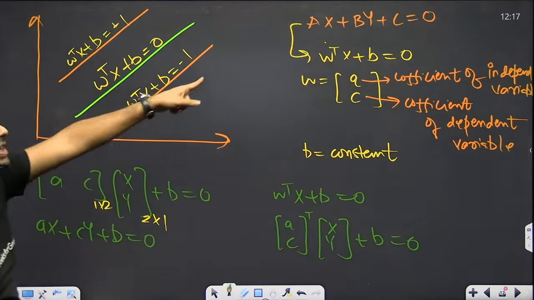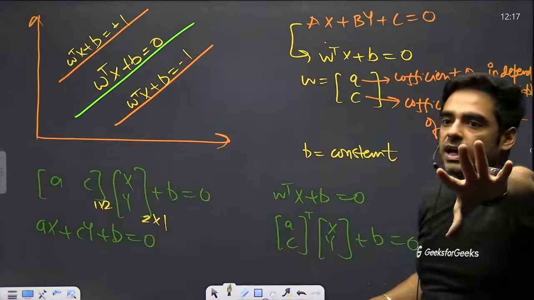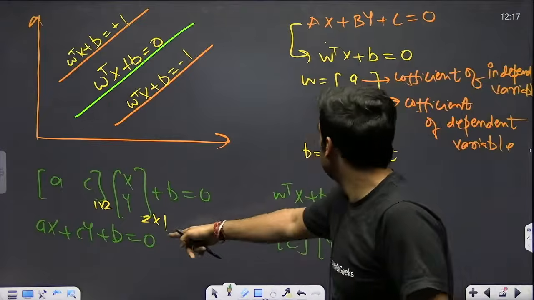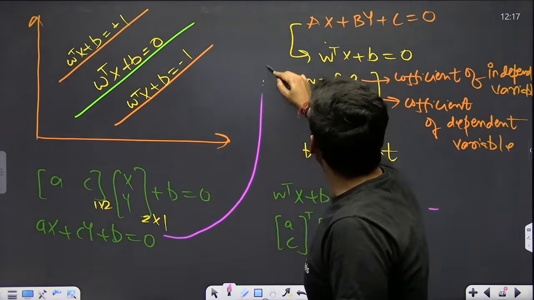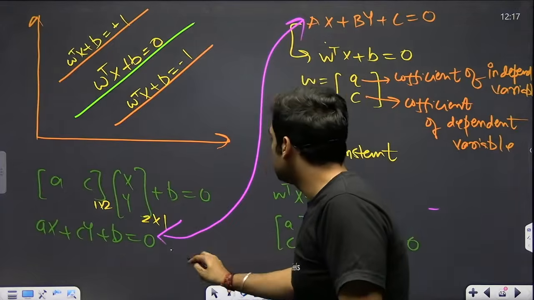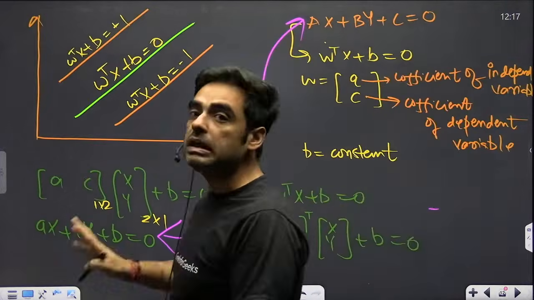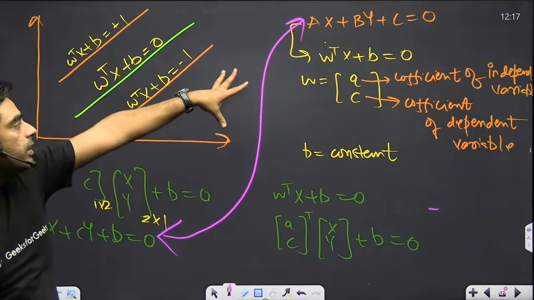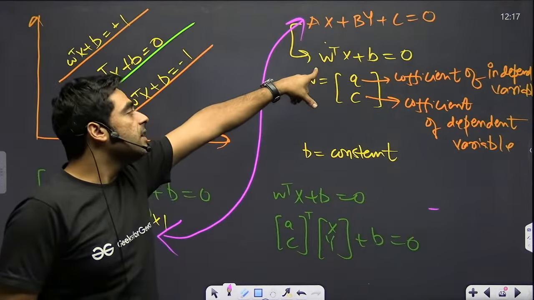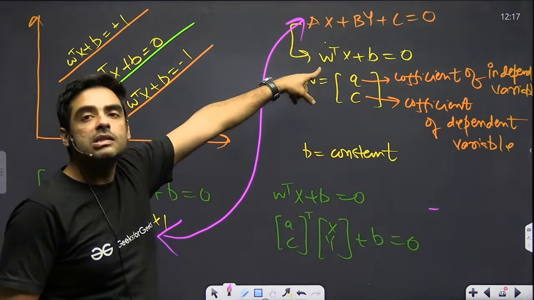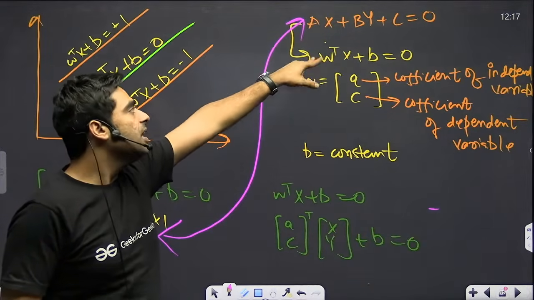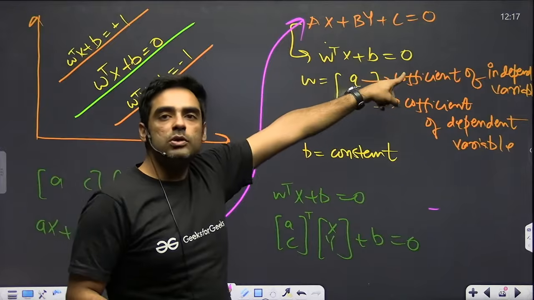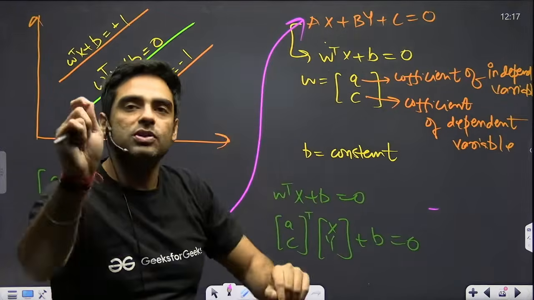मतलब वही चीज आ जाएगी. I hope you are able to understand. I would be getting this only, मतलब I would be reaching here only. आप देखो, this and this are almost similar. At times you would be given the equation in this format, weight transpose into x plus b equals to 0. Just don't get confused, very simple.